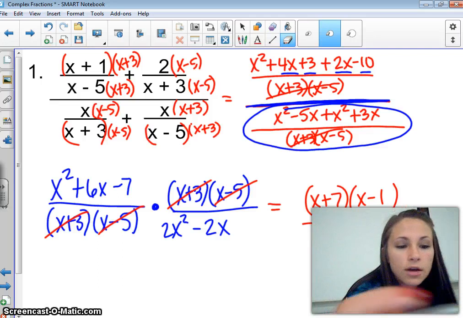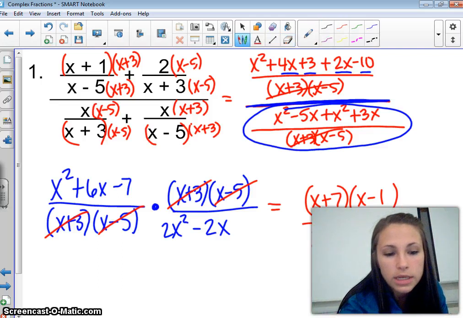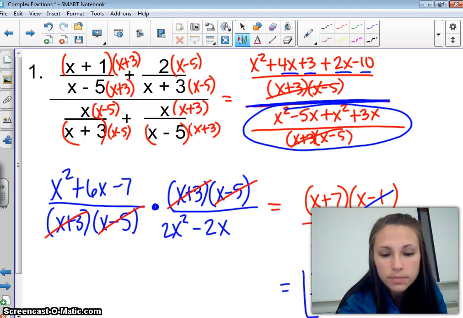Okay, but I can take out a GCF of 2x. And so when I take out a GCF of 2x, that'll be x minus 1. And so then my x minus 1's will cancel, and my final answer will be x plus 7 over 2x.